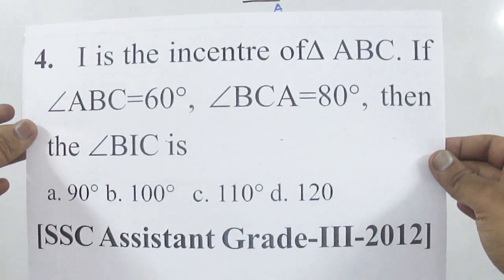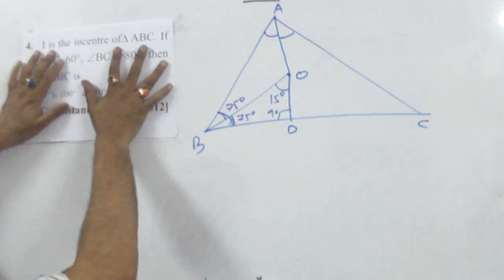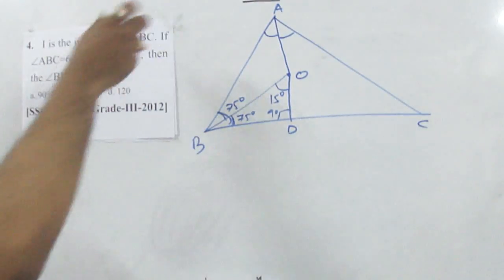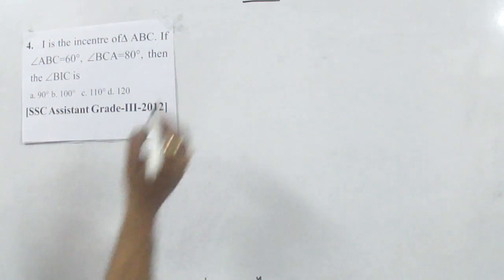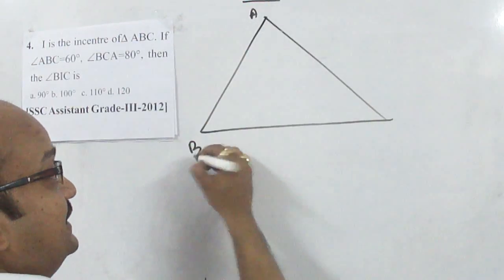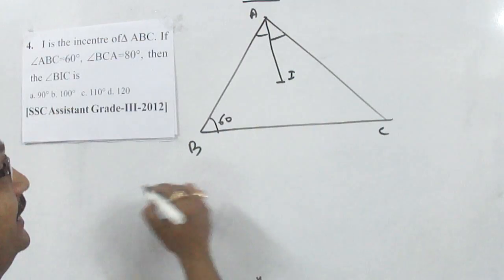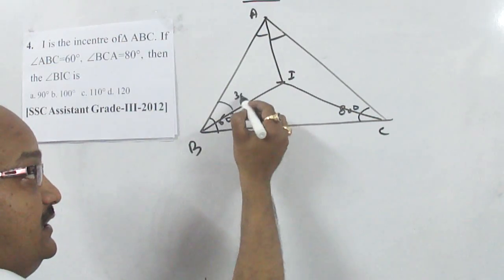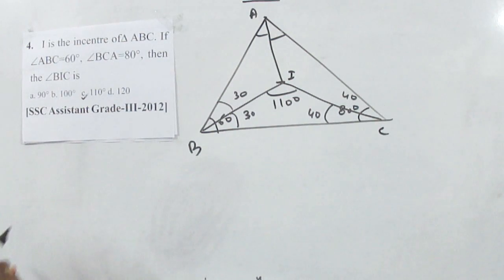I is the incenter of triangle ABC. If angle ABC is 60 degrees and angle BCA is 80 degrees, then find angle BIC. Pause it and try to solve it. The incenter is I, so these are angle bisectors. Given that ABC is 60 degrees and BCA is 80 degrees, join this and join this. The angle bisectors give 30, 30 and 40, 40. This is 30 plus 40, 70, so angle BIC would be 110. The answer is option C. Note it.